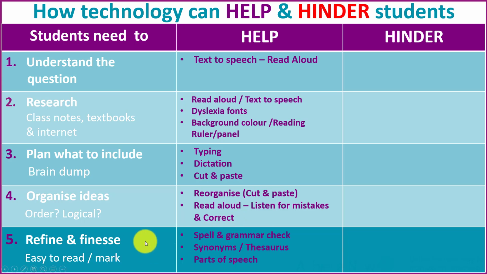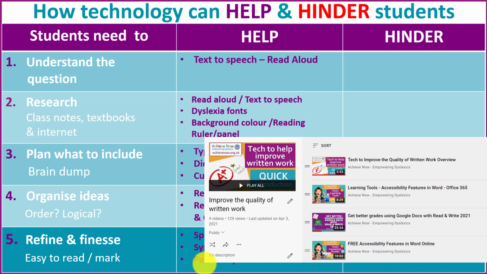But it's also important when we come to the final step, when we are checking our work to make it easier to read and easier to mark. We're making the spacing nice and the underlining and the bullets, and we're going to check the spelling and grammar, and we're going to check the vocabulary, that we're not using the same word too often, but we're using synonyms or thesaurus, and we're checking that we've got enough adverbs and adjectives, so we can see that we've got all the different parts of speech, that our vocabulary is rich, and technology helps us with all of these. And if you'd like to learn more about these technologies, they can be found in this playlist.